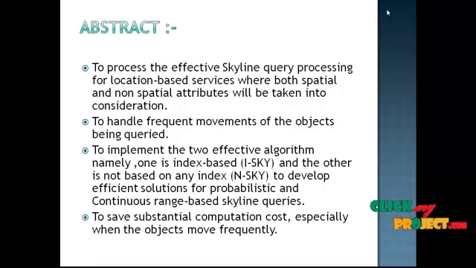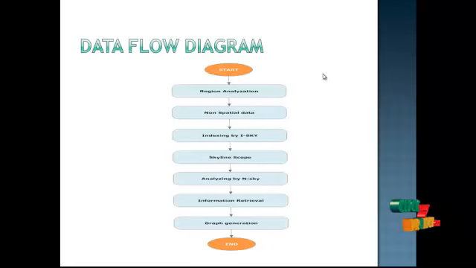Now let's see the data flow diagram of our project. Here the user needs to define coordinates such as latitude and longitude in order to preserve location. After the user provides this latitude and longitude information, the region analysis is carried out. Through this process, the region in which the user lies will be determined and predicted.